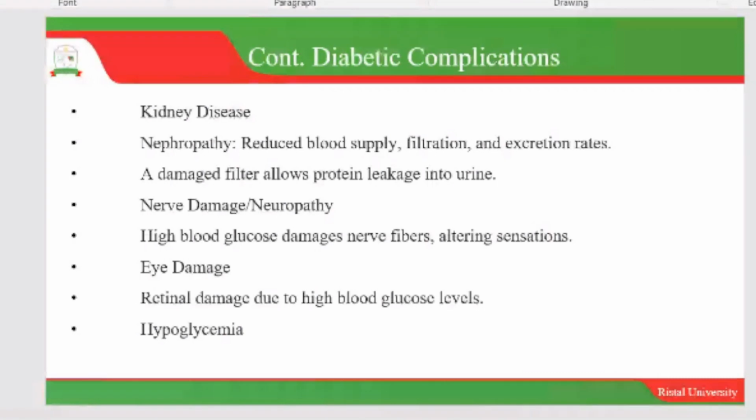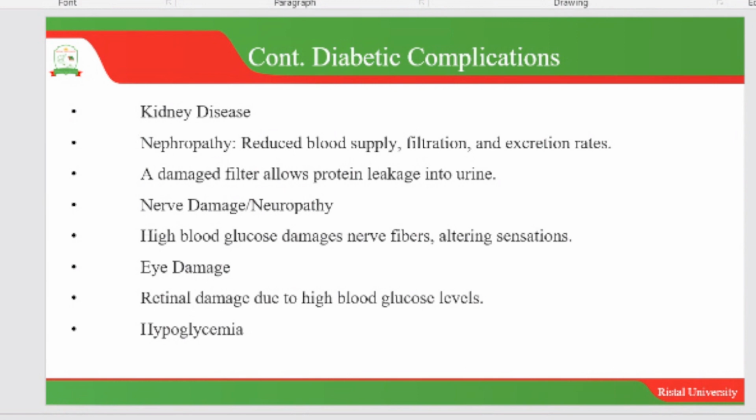Then nerve damage or neuropathy. So that is the reason why diabetic patients end up getting injuries more so on their feet. Why? Because their nerves around those areas end up becoming insensitive. They die off. They become damaged, so they cannot feel anything cold. They cannot feel anything hot. They cannot feel anything sharp. So this is the challenge. High blood glucose damages nerve fibers, altering sensations.